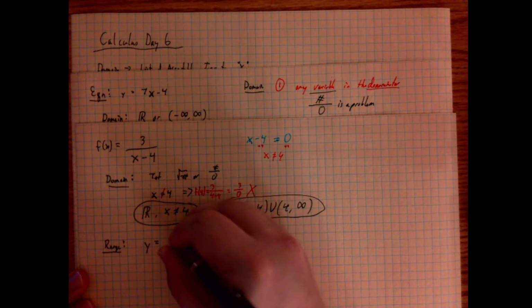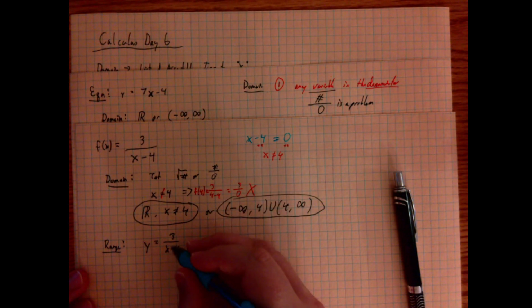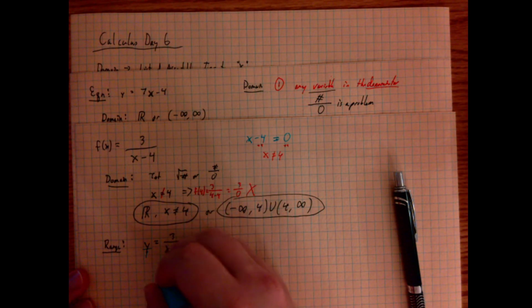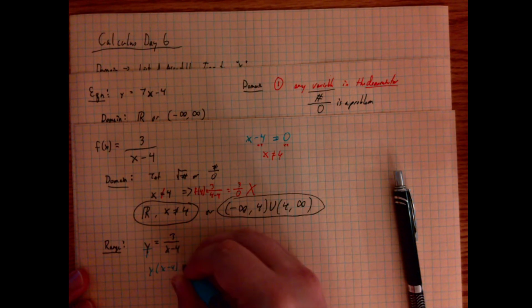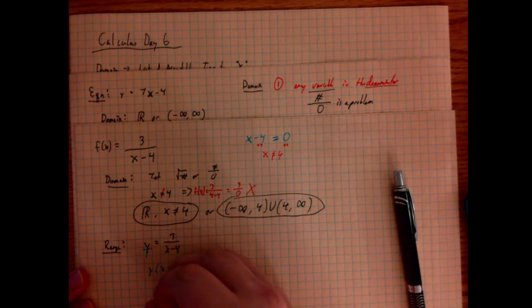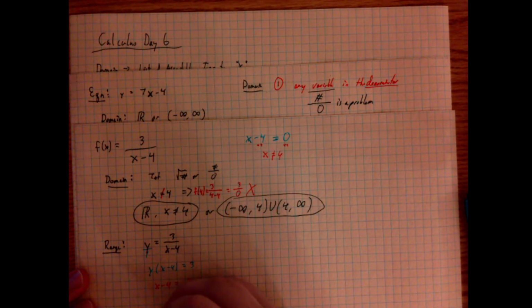Y equals 3 over x minus 4. So I'm going to take this and solve it for x instead. To do that, I'm going to cross multiply. So I end up with y times x minus 4 equals 3. I'm then going to divide by y on both sides. So I end up with x minus 4 equals 3 over y. I'm then going to add 4 to both sides. End up with x equals 3 over y plus 4.